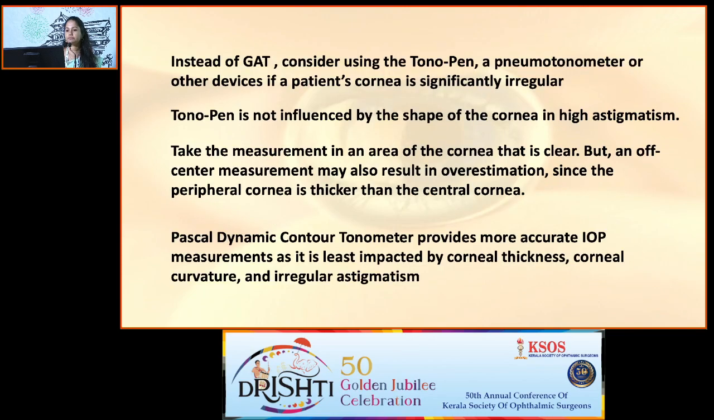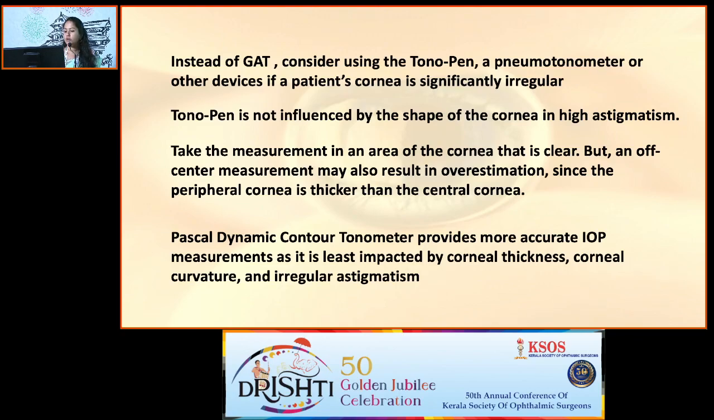So, in significantly irregular corneas, it is better to use the Tonopen or pneumotonometer or other devices rather than the Goldmann applanation tonometer. And the Tonopen would be a good compromise because it is not influenced by the shape of the cornea in high astigmatism, and as the applanating surface is very small, you can take the measurement in an area of the cornea that is clearer. But the problem is that the peripheral cornea is thicker than the central cornea, and that itself would lead to a slightly higher estimated IOP.